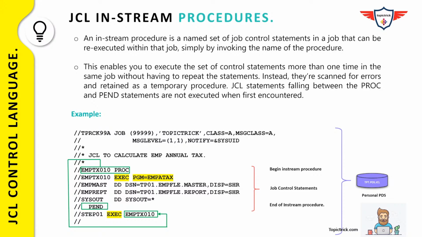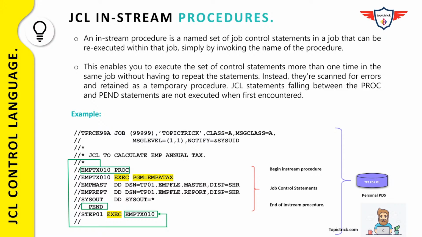However, it is optional, but it is always recommended that you should use the PEND statement so that you can clearly make out that this is the in-stream proc. And finally, you have step 01, which is actually an execute statement, and it is invoking the in-stream proc that we have defined in the JCL. So again, it's pretty simple. You need to just write the step name followed by an execute statement, and then you can just specify the proc name, or you can use PROC equals to proc name.